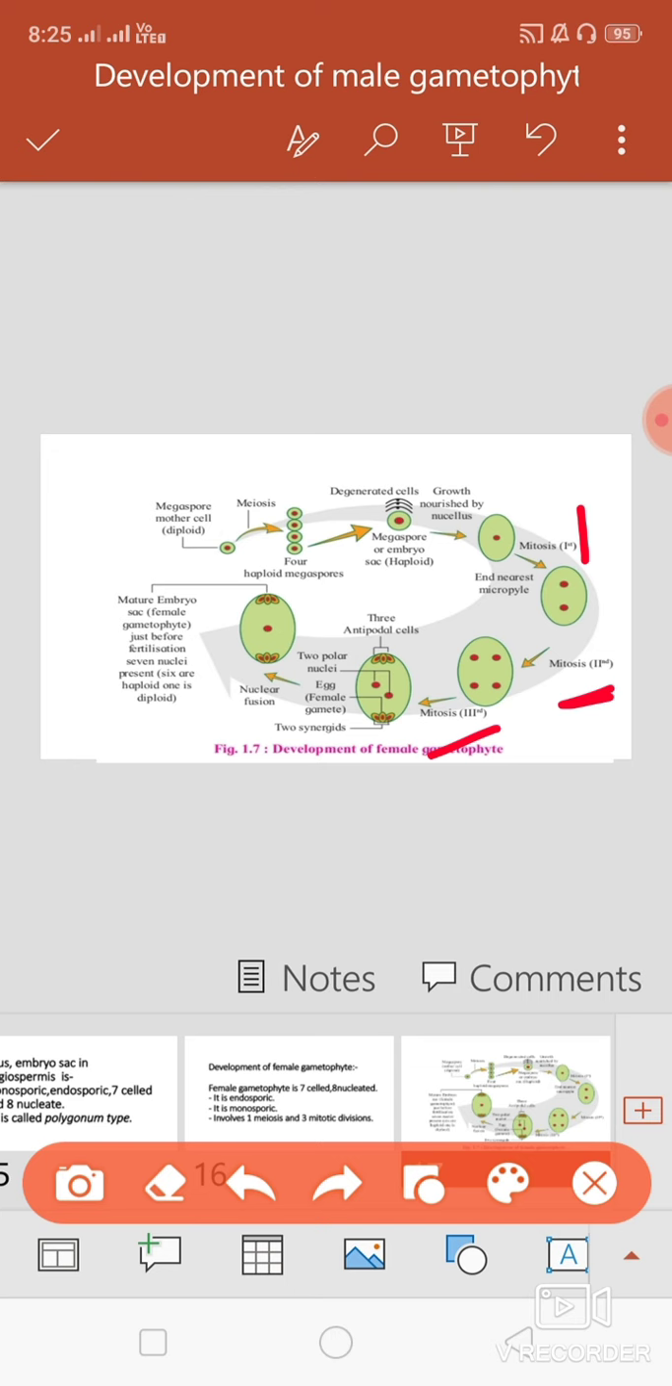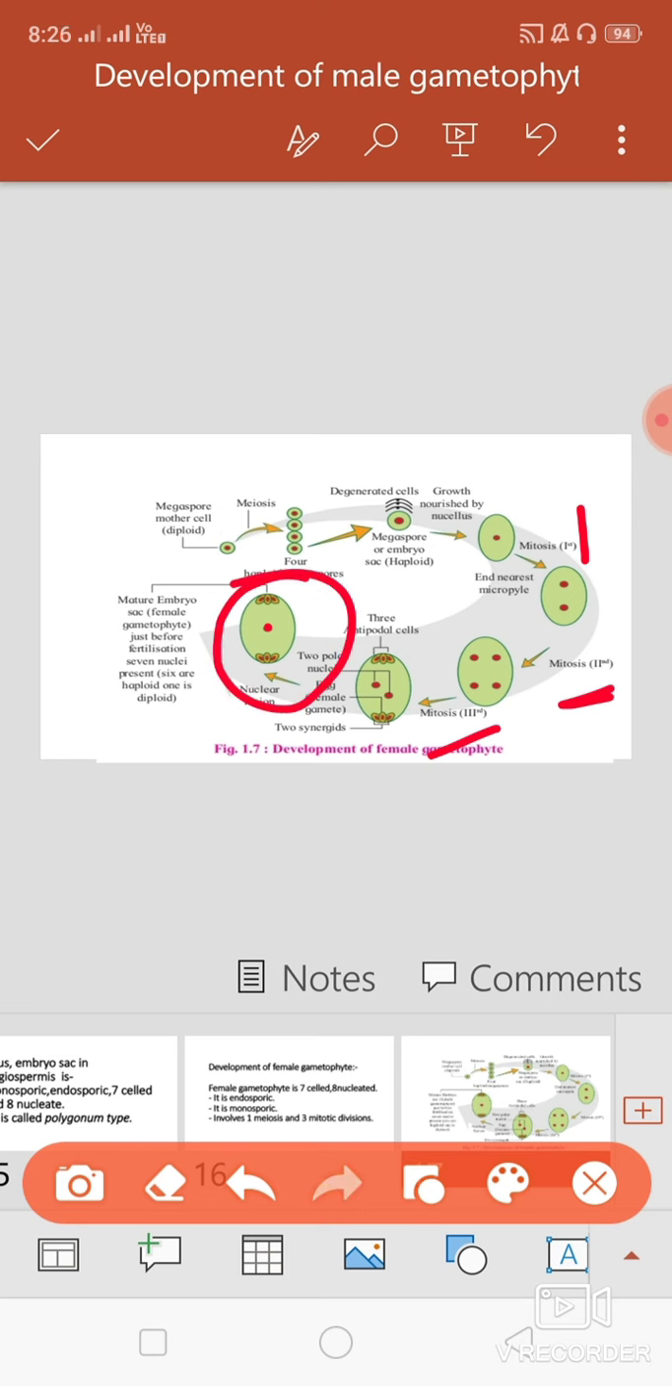Then 1 nucleus from each end comes towards the center and acts as polar nuclei, right? 1 nucleus from the chalazal end and 1 nucleus from the micropylar end come towards the center and act as polar nuclei. And these polar nuclei fuse to form the diploid secondary nucleus, right?